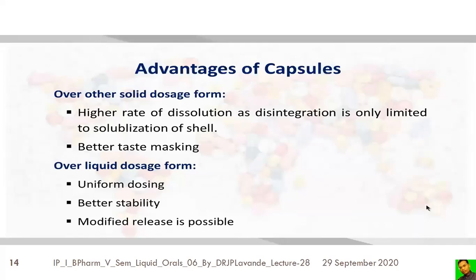Better stability, as the contents will not directly come in contact with the air, moisture, temperature, and sunlight. So there will be a better protection, so there will be a better stability compared to that of the liquid dosage form. Modified release is possible in case of the capsule, that is not possible in case of the liquid dosage form. So we can go for modifying the shell and its properties so that the drug release can be modified, or we can prolong the release of the content from the capsule by giving the proper coatings.